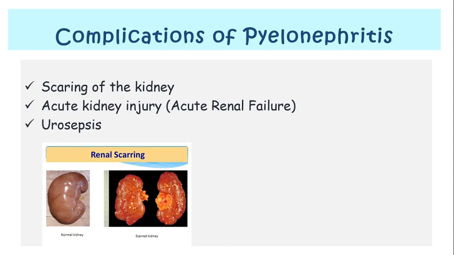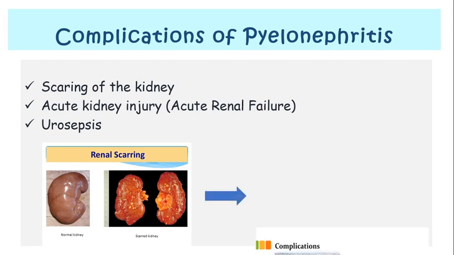Now this is renal scarring. You can see this is a normal kidney, how a normal kidney would look like. And this is a scarred kidney, that is when there has been severe inflammation in the kidney and this inflammation has healed by fibrosis, the kidney becomes scarred.